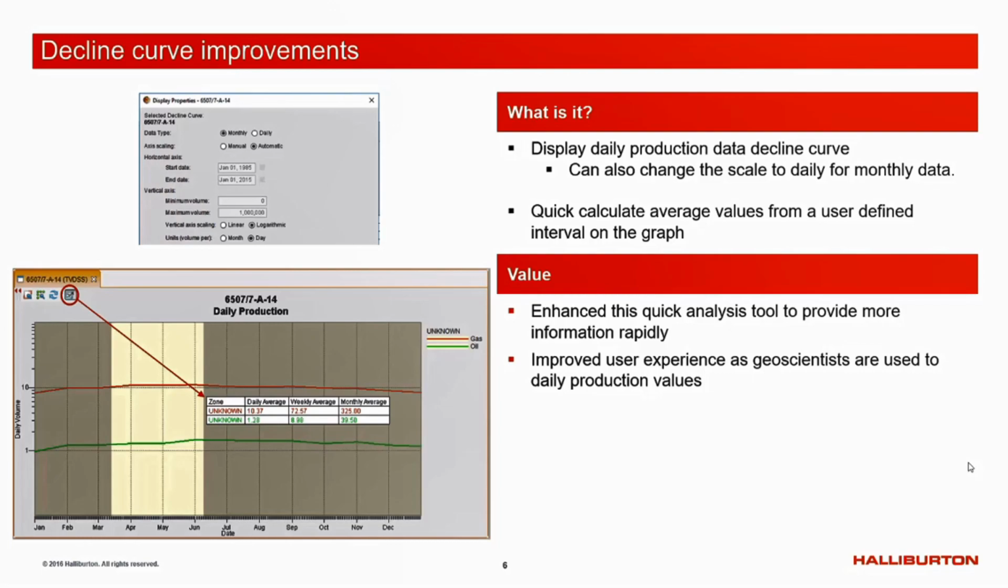We've also added a quick analysis tool that will calculate the average values from a user-defined interval on the graph. So the circled icon, when you click on that and you draw an interval, drag and drop across the graph, it will give you that readout of your daily average, your weekly average, and the monthly average. So this facilitates quick analysis before you might want to go into more detailed analysis in some of our other applications.